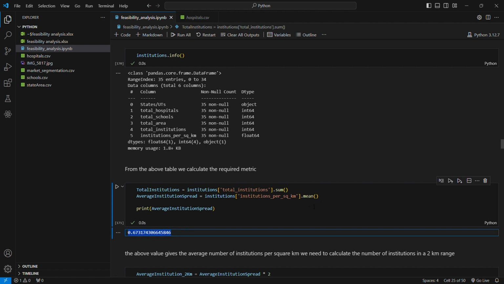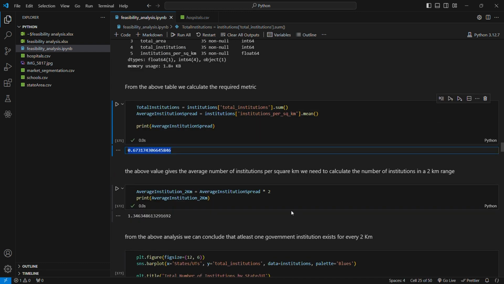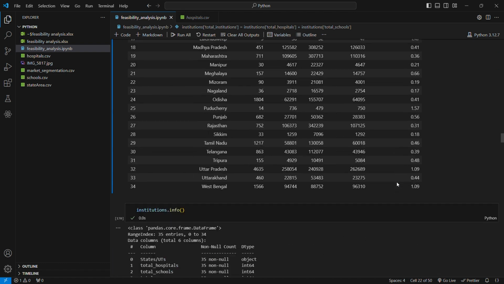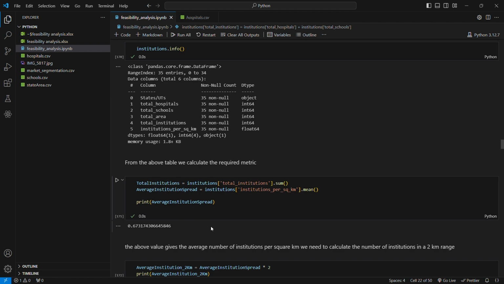But this is only for 1 kilometer. As I've said before, the device has a range of 2 kilometers. So in the end, we'll be able to conclude that there is at least 1.34 institution. That is, there is more than one government institution in this 2 kilometer radius. Also, we have to take note that this dataset majorly only considers hospitals and schools because these are the highest or major institutions for government. We are not calculating any police stations or ration shops, etc. because there's always only going to be one in an area. So those will be minimal outliers. But if we also add that, then the number will increase.